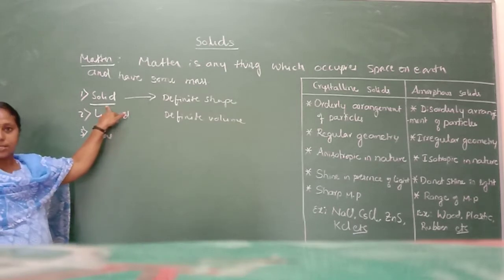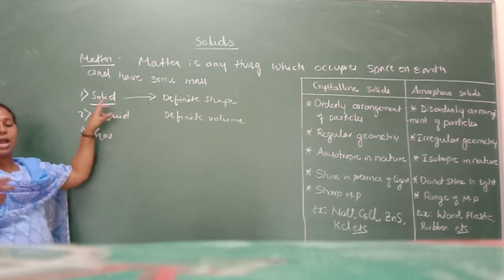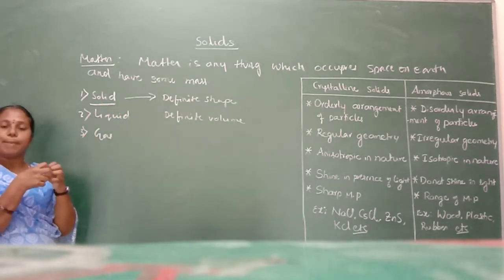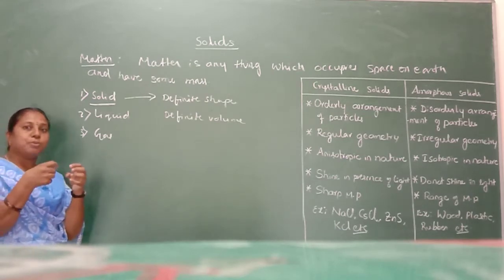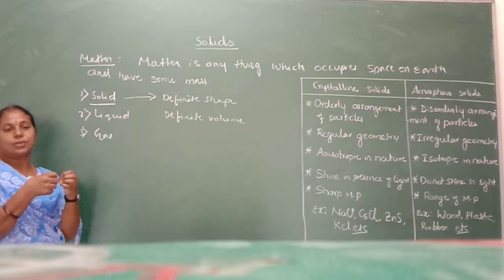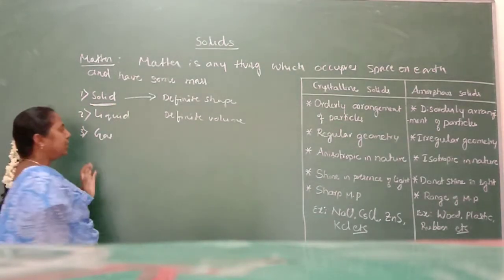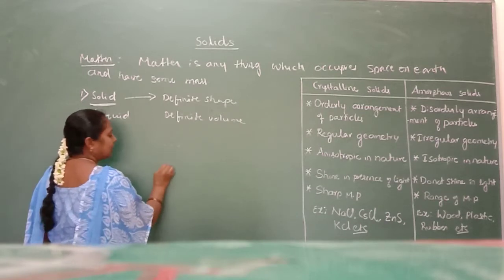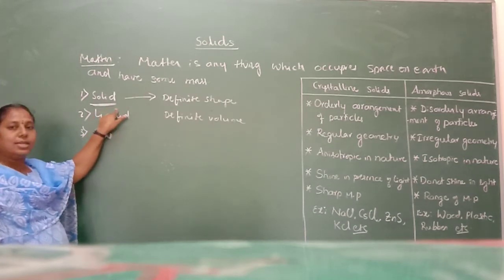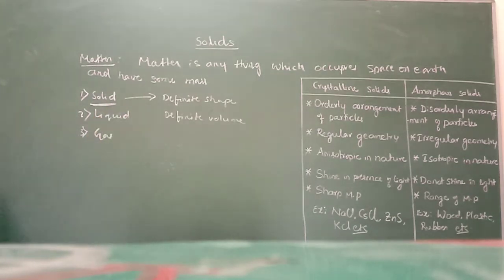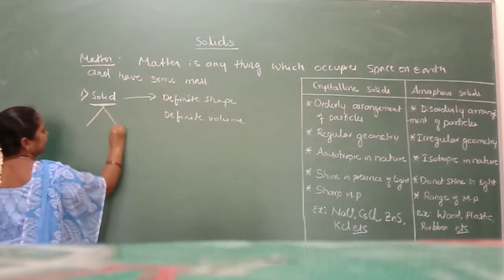In these solids, there will be particles. Those particles are closely arranged. There is no gap between the particles, which means the force of attraction between the particles is very, very high. In case of solids, the particles are arranged either in an orderly manner or a disorderly manner. So depending upon the arrangement of particles, solids are classified into two categories.